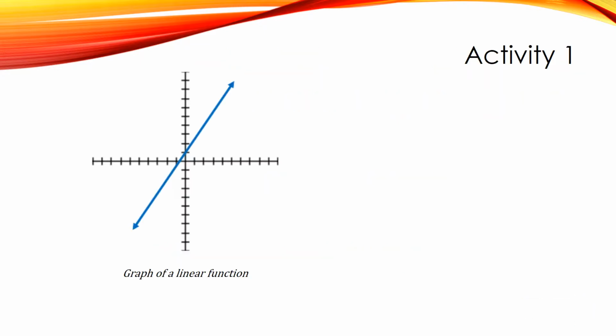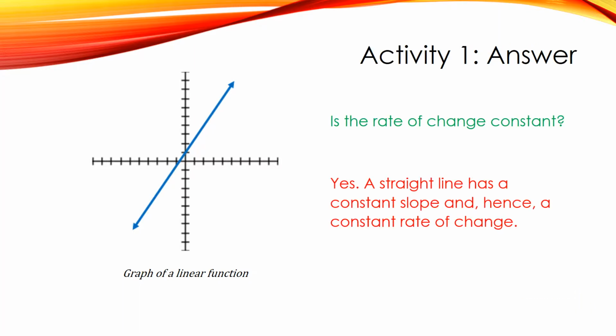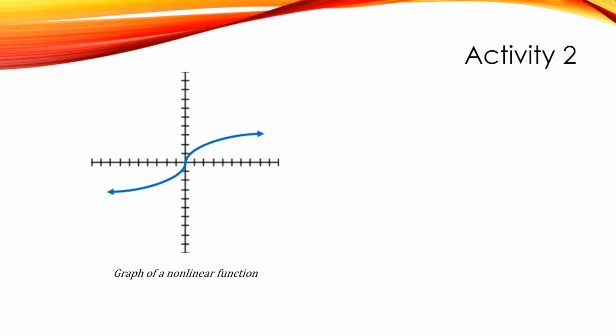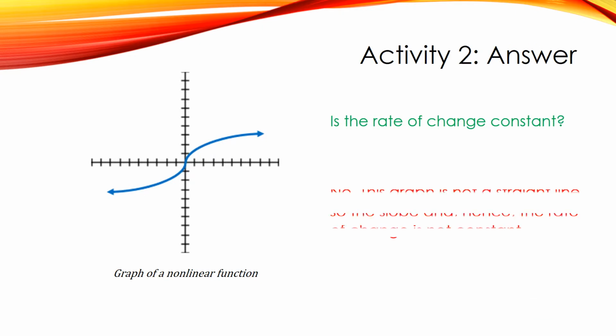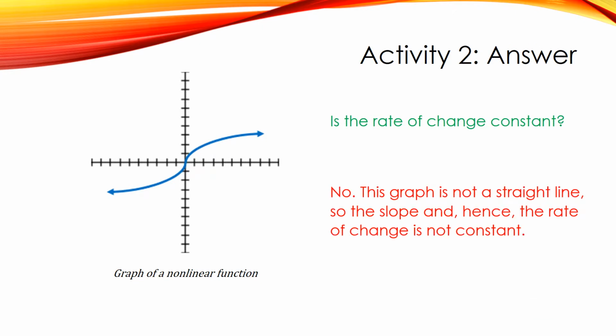Take a look at this graph of a linear function. Is the rate of change constant? Yes, a straight line has a constant slope and hence a constant rate of change. Now take a look at this graph of a non-linear function. Is the rate of change constant? No, this graph is not a straight line, so the slope and hence the rate of change is not constant.